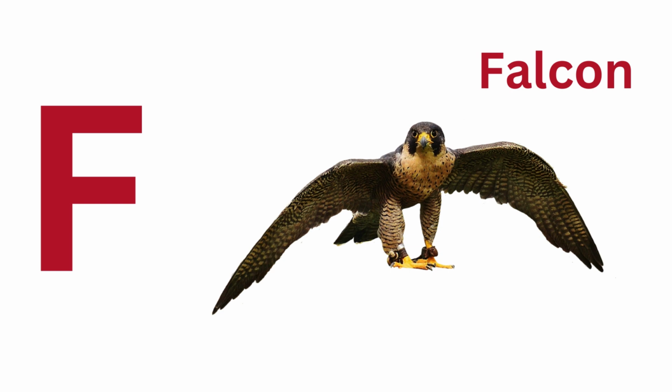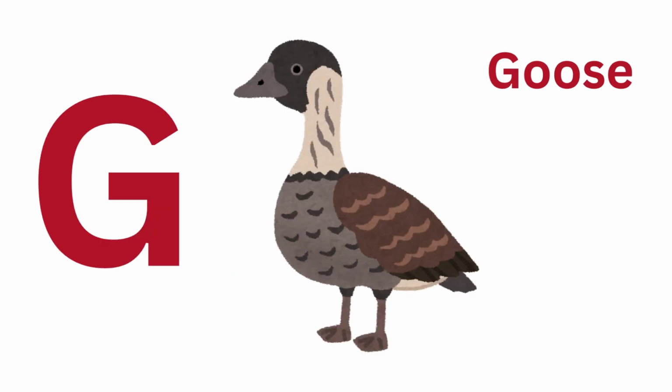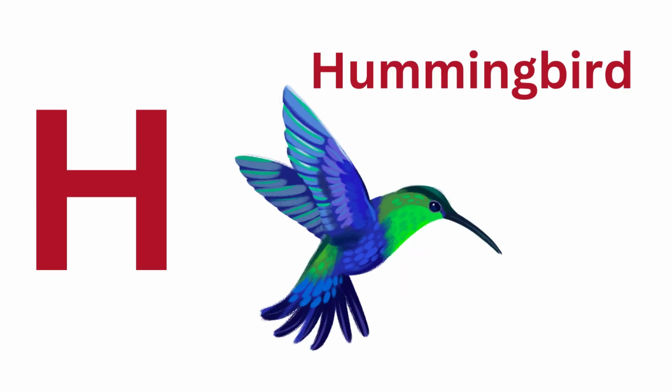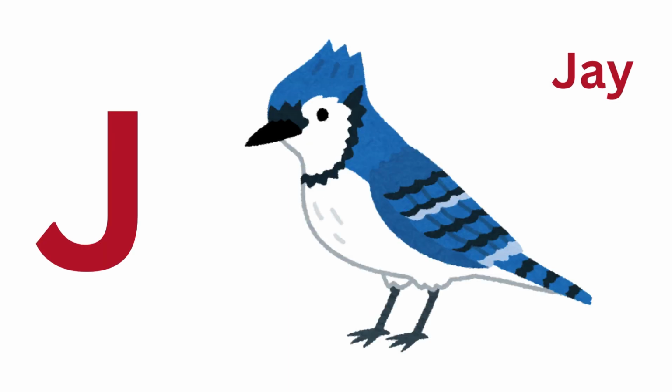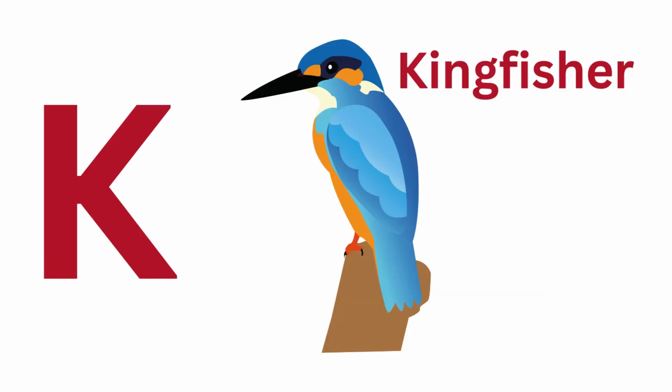F. F is for falcon. G. G is for goose. H. H is for hummingbird. I. I is for ibis. J. J is for jay. K. K is for kingfisher.